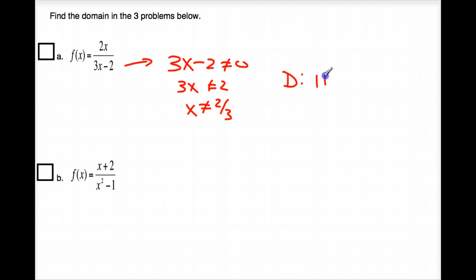So here, this one's got a denominator. This denominator cannot be 0. So I'm just going to write that. 3x minus 2 can't be 0. Solve that. Isolate the x, and I get x can't be 2/3. So that's the only thing that caused a problem in this one. Because of the denominator, x can't be 2/3. So I would write a domain of all reals not equal to 2/3.